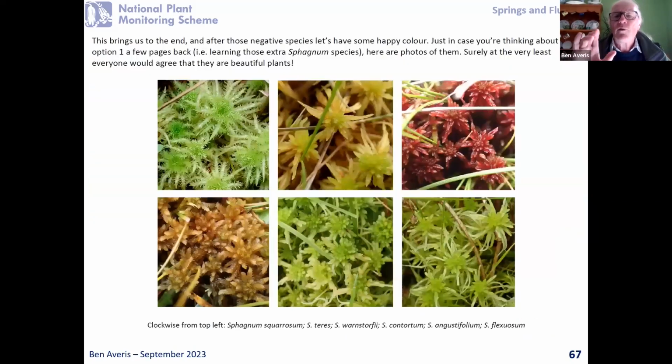So rather than end with the negative species, let's just end here with a picture of the different sphagnums, the sphagnum species of places where it's not quite so acid. These are slightly more base demanding sphagna. Great plants. If you ever do get into looking at more sphagnums, it's well worth it. And so that brings us to the end, it's 5 minutes before the hour is up.